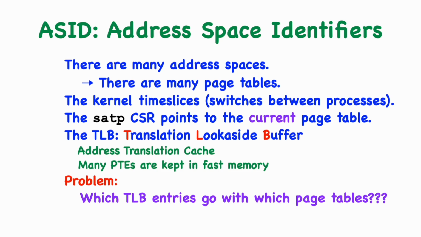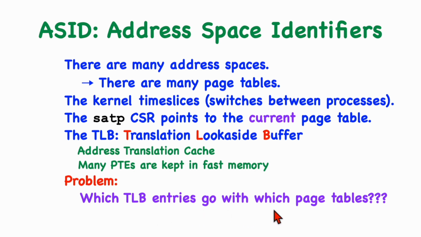To make virtual memory usable and to avoid a huge number of memory accesses to the page table, all modern processors implement a so-called TLB, or translation lookaside buffer. This is sometimes called the address translation cache. The TLB cache is used by the core whenever possible. This makes address translation much faster, and it makes the whole virtual memory scheme practical. But there's a problem. Which TLB entries go with which page tables?